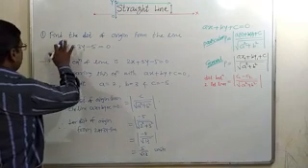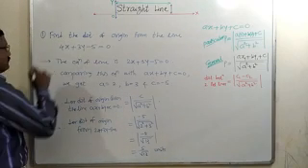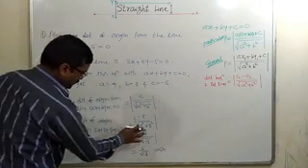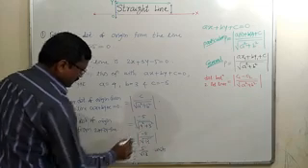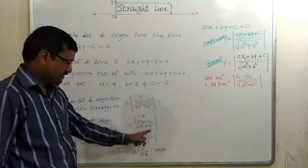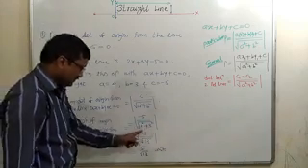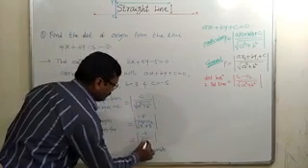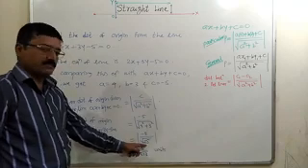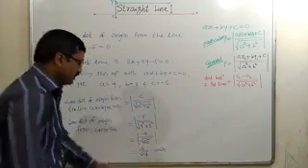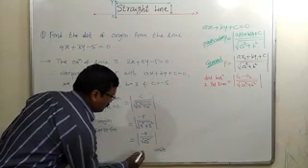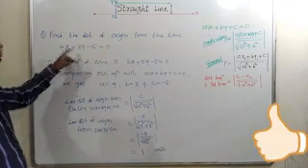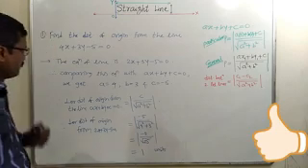Instead of this 2, if we have taken 4, then a will be 4. So 4 square is 16, 16 plus 3 square is 9. So 16 plus 9 is root 25, and this root 25 is nothing but 5. So cancelling 5 and 5, we will get the answer equal to only 1 unit. So a small change in numbers will change the perpendicular distance.